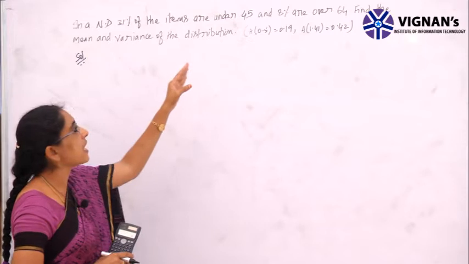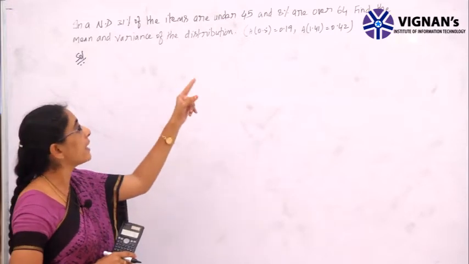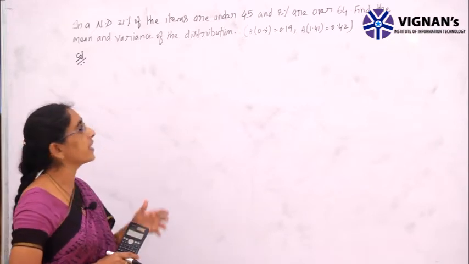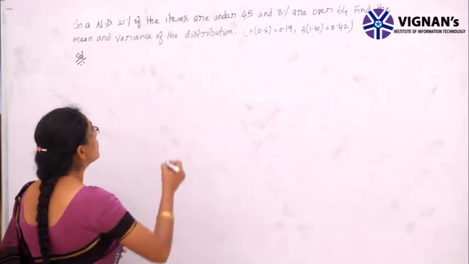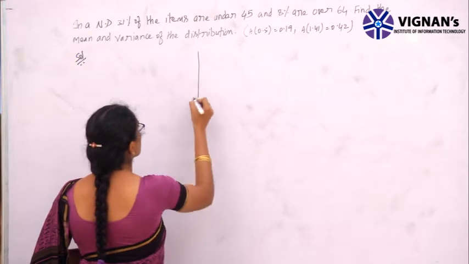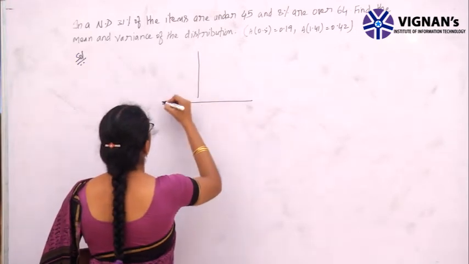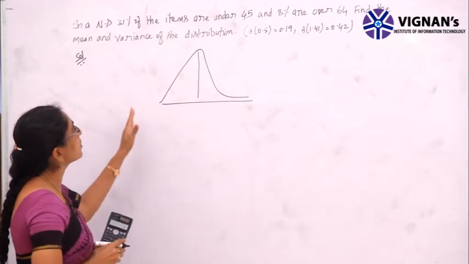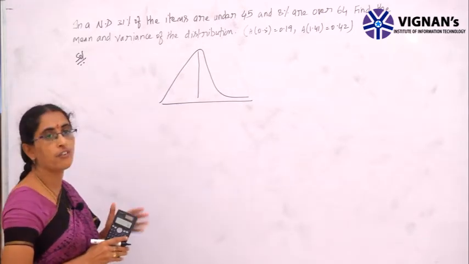31% of the items are under 45 and 8% are over 64. Then find the mean and variance of the distribution here. So for this, we have to consider a bell-shaped curve. In this bell-shaped curve, 31% of the items are under 45.